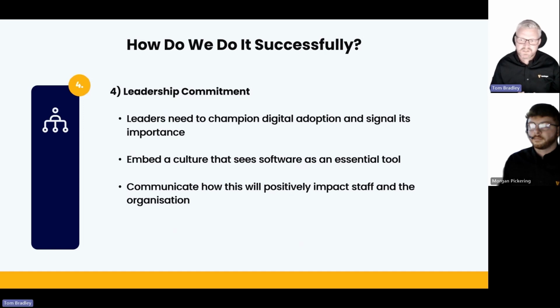So that top-down leadership commitment is essential, and the previous steps we've talked about in terms of defining the goals and researching our problems, all of that feeds into this.